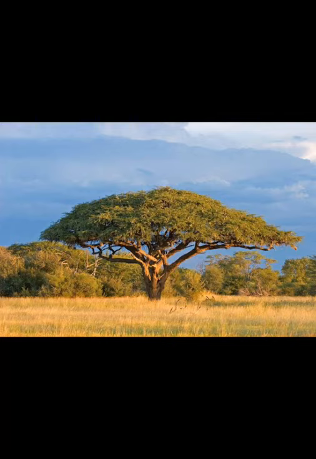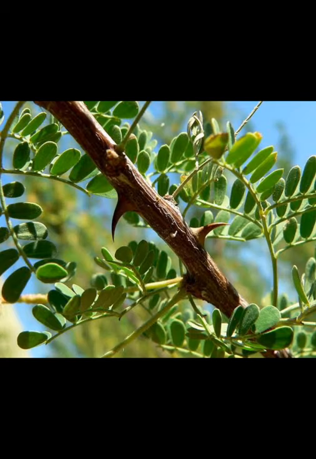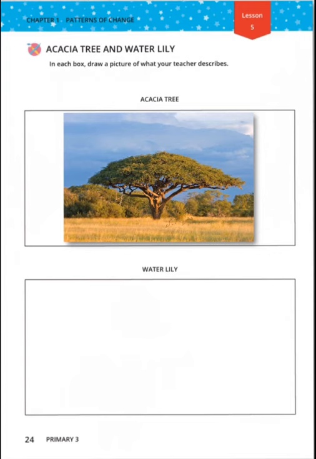So what are the adaptations for the acacia tree? The acacia tree has long roots to absorb underground water, and it has thorns in its branches to stop animals from eating its leaves. In page 24, draw or stick pictures of the acacia tree.